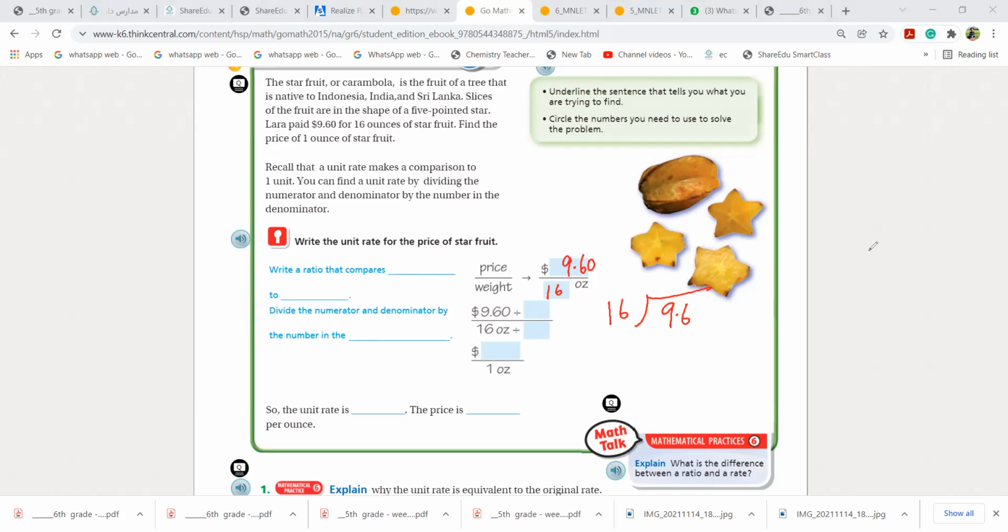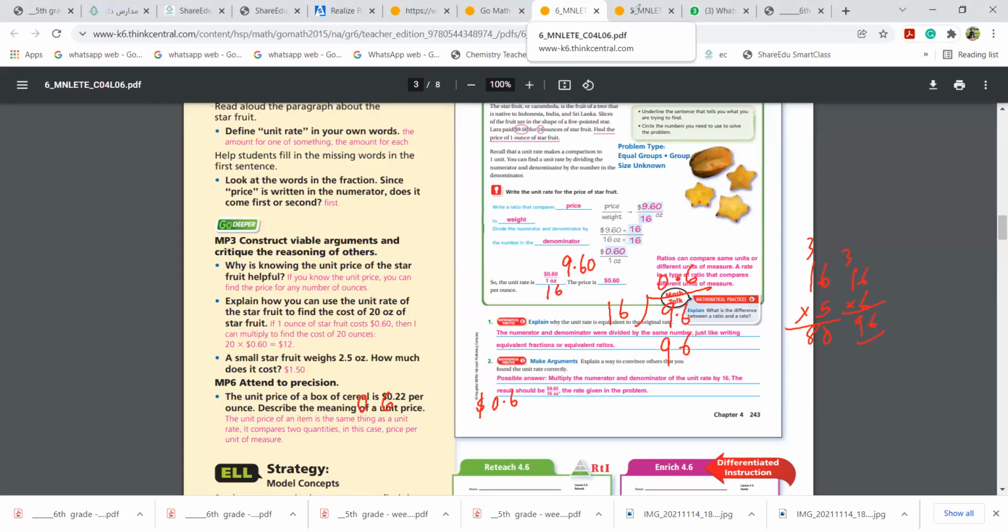I'll do it here. You copy it. 16 times, just imagine there is no point. 16 times 5, let us see. No, let us check 16 times 6. Wow, I got 96. That means 16 times 6 is 96. But remember, put the point before one number. So my answer is $0.60, the price. Miss, it's very easy. So basically, we put the ounces and then the dollars.